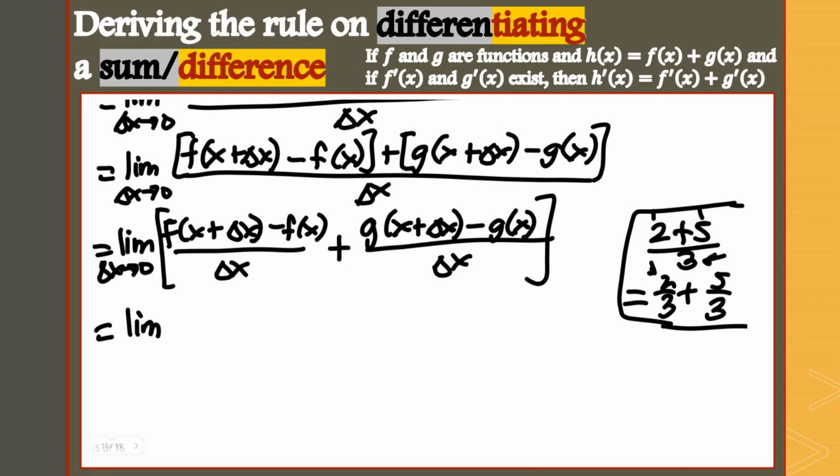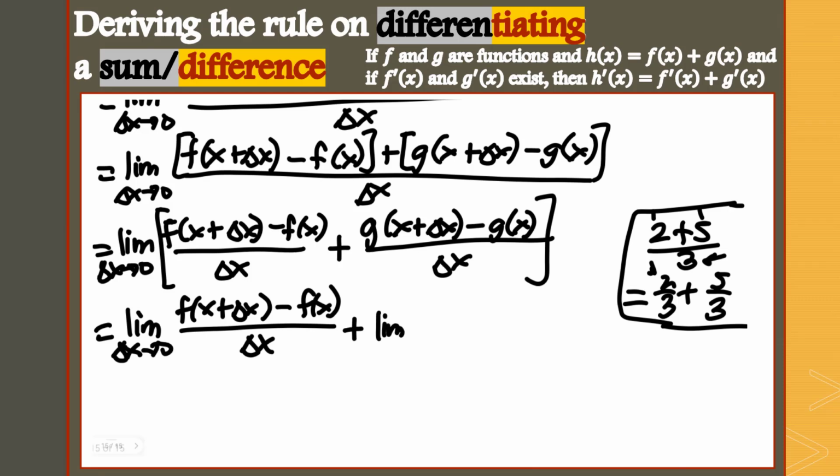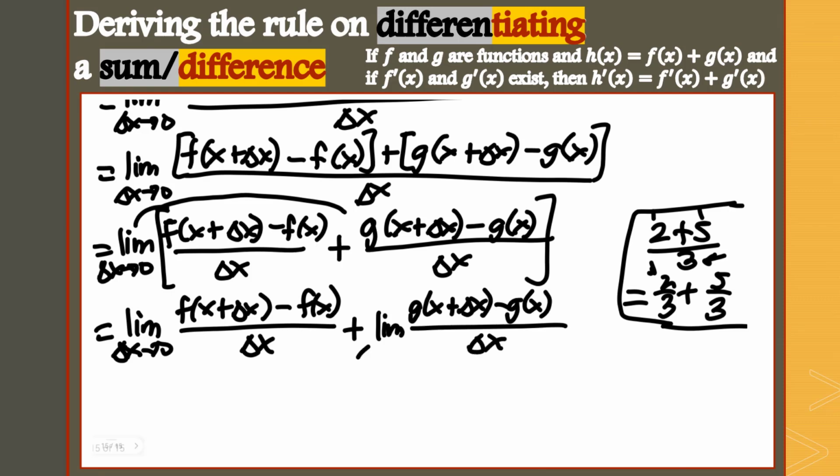The limit now becomes for f of x plus delta x minus f of x over delta x as delta x approaches 0, plus another limit here, as we use one of the limit theorems, distributing that, g of x plus delta x minus g of x all over delta x as delta x approaches 0. So we have separated two limits now. What is this? And what is this?